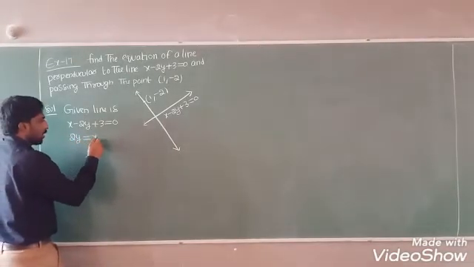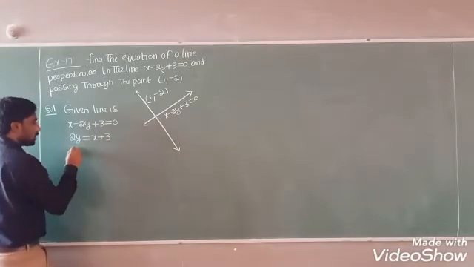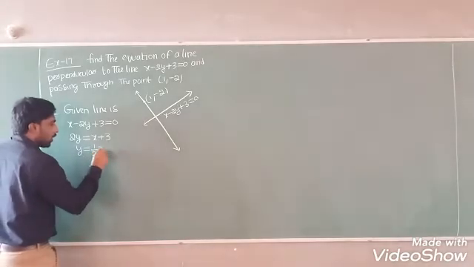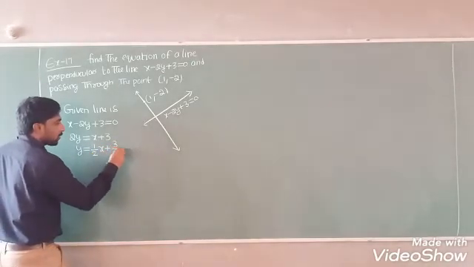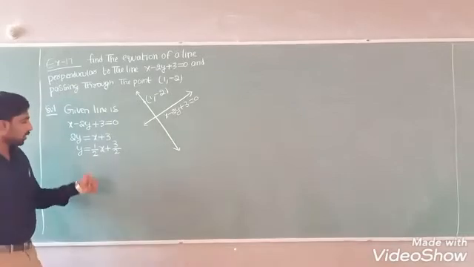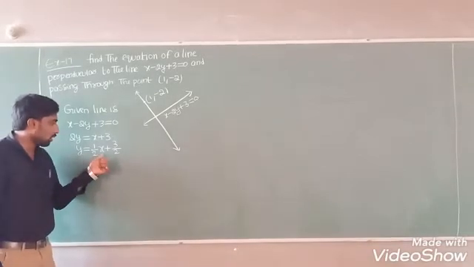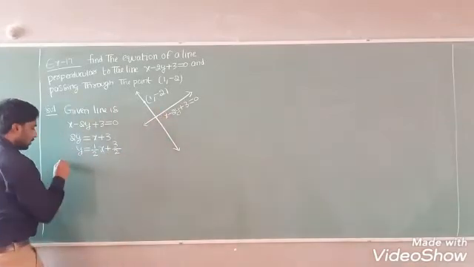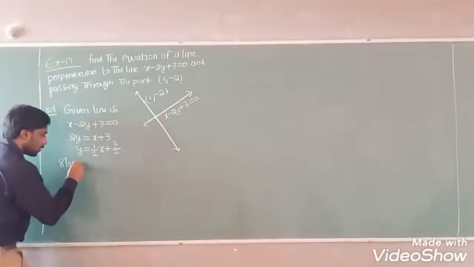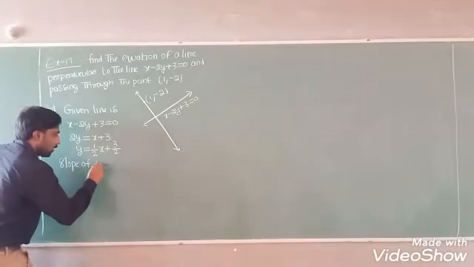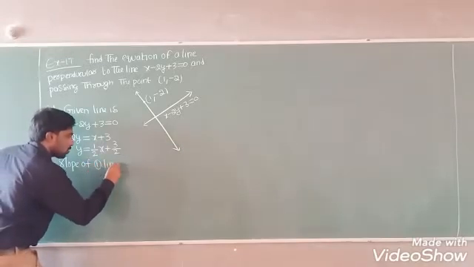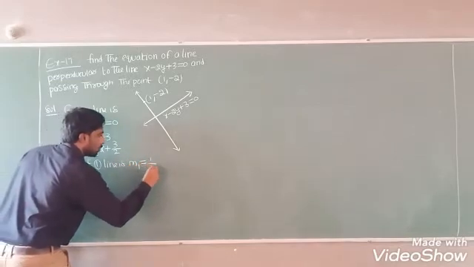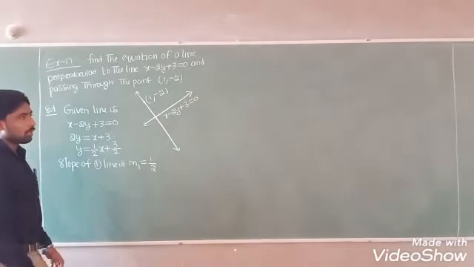2y equal to x plus 3. If 2 goes to that side, what I will get? y equal to 1 by 2 into x plus 3 by 2. Okay. Now all of you see here. So this looks like y equal to mx plus c representation. So the slope of the first line is m1 equal to 1 by 2. Okay. And what is the condition?